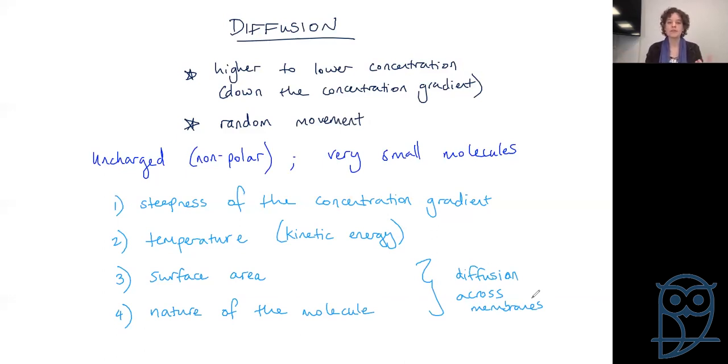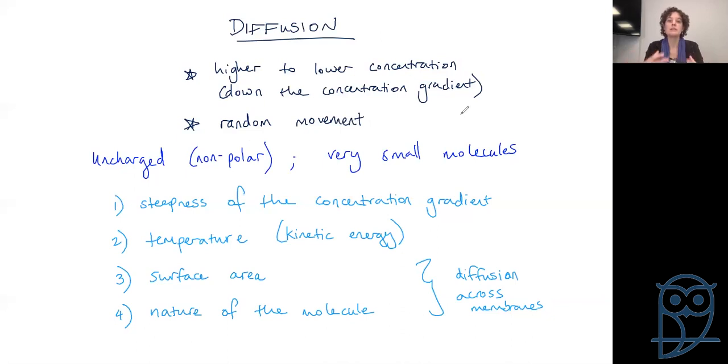So you've got two that relate to diffusion in general and two that relate specifically to diffusion across a membrane. You've got 4 factors that are affecting diffusion at this point. Okay, so always higher to lower concentration, random movement. It's a passive process. Now this is what you learned at IG.